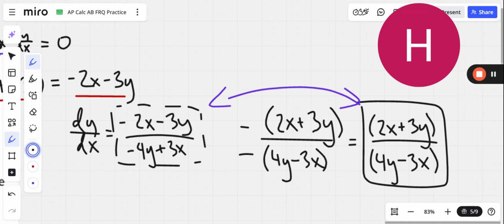There are other ways you can work this around a little bit, messing with the negatives and such, but I just want to warn you that when you take the AP exam, they do this kind of thing on the multiple choice section.